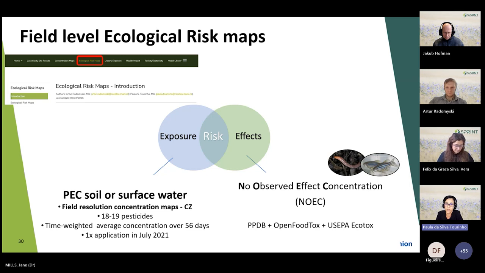And for effects, we used the no observed effect concentration, NOEC, as explained before, this toxicity threshold. And we gathered this data for different species of earthworm and fish. We took the data from 3 different databases, the PPDB, the EFSA OpenFoodTox, and the US EPA Ecotox. And the lowest NOEC value we could find, we retained for our calculations. Next slide, please.